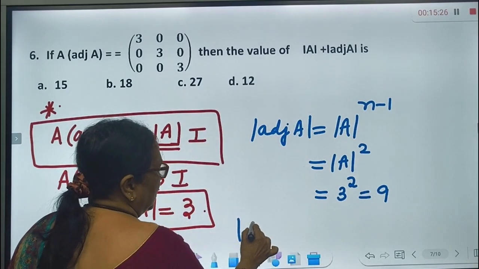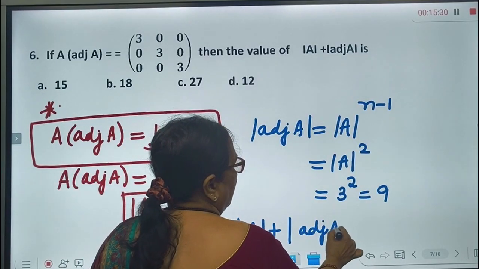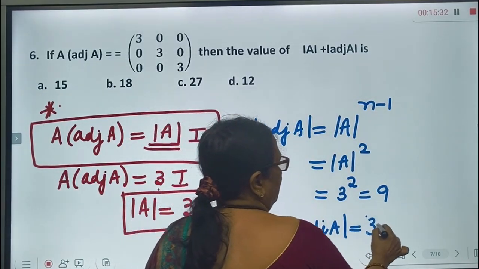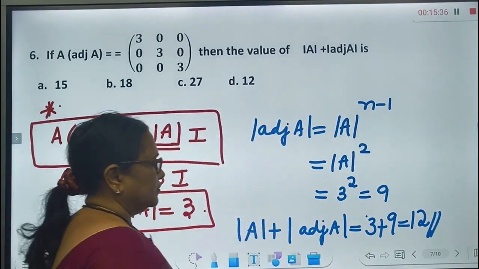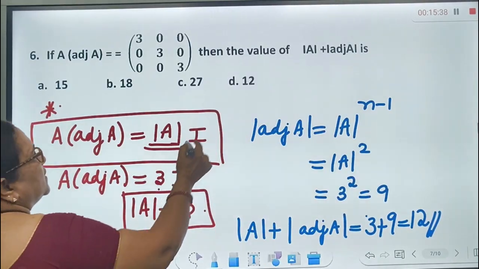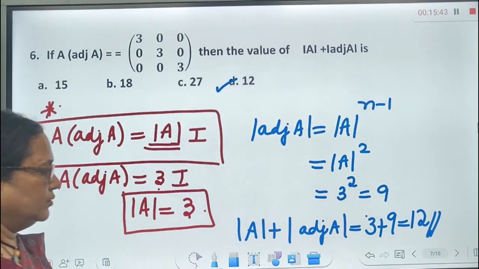Therefore, determinant of A plus determinant of adjoint of A is 3 plus 9, which is equal to 12. So the correct answer is 12. Are you able to follow?